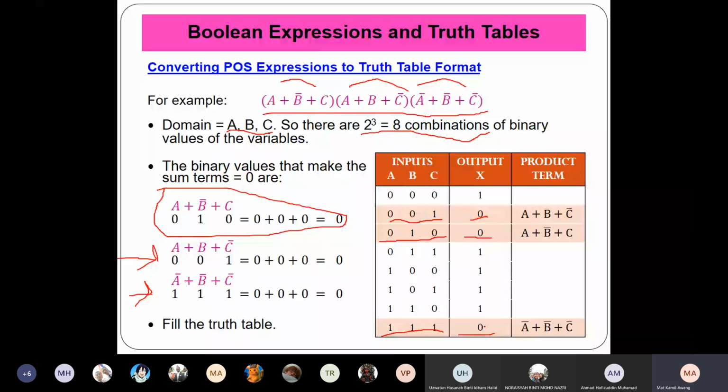So you see that the POS and SOP are basically complementary. For SOP, you find the ones. For POS, you find the 0s, then you fill out the ones. So this is how you construct the truth table from the Boolean expression. Any question? If not, I will continue.